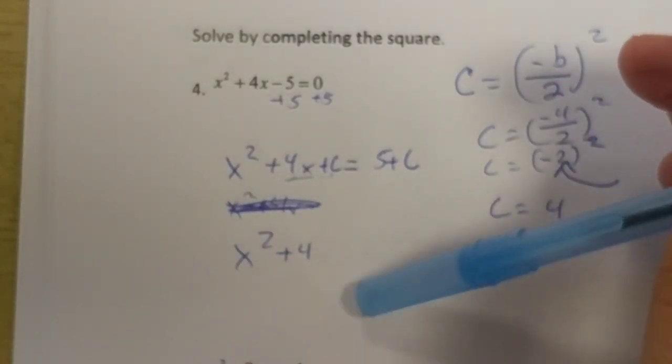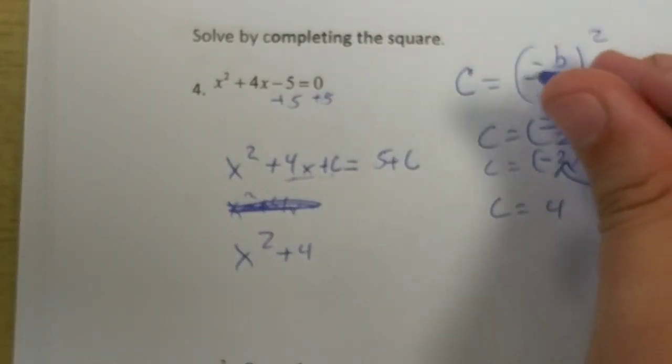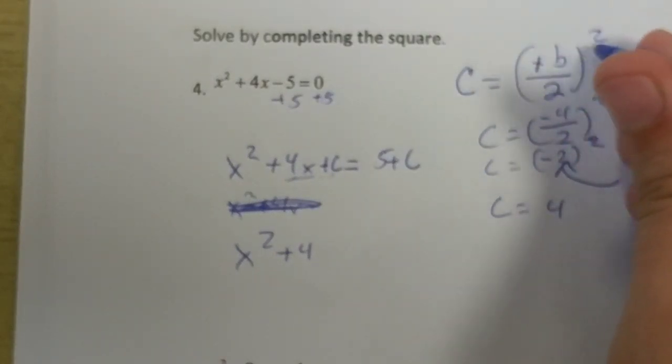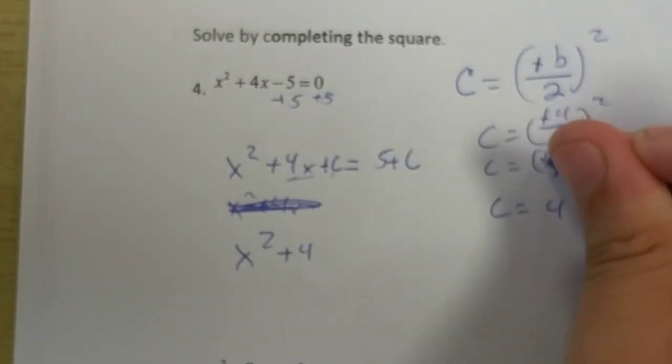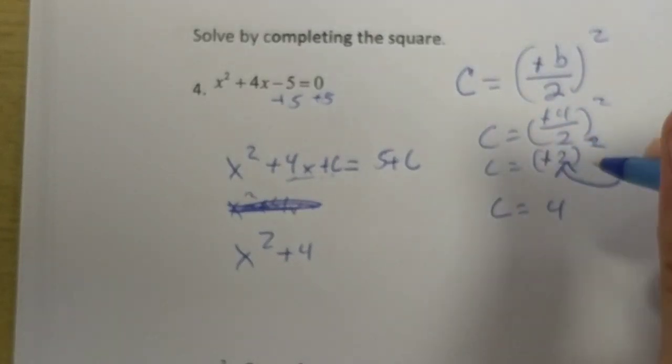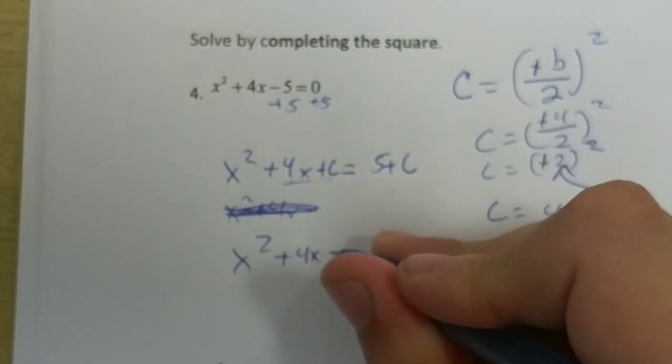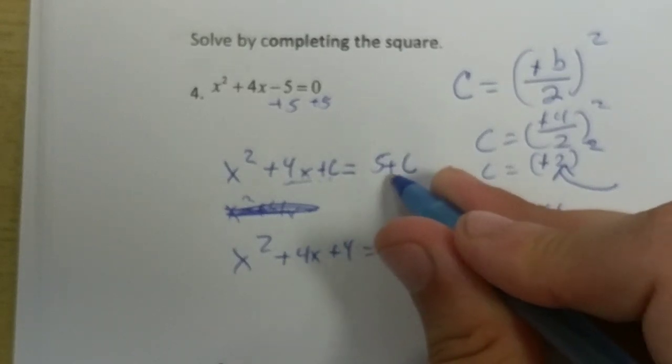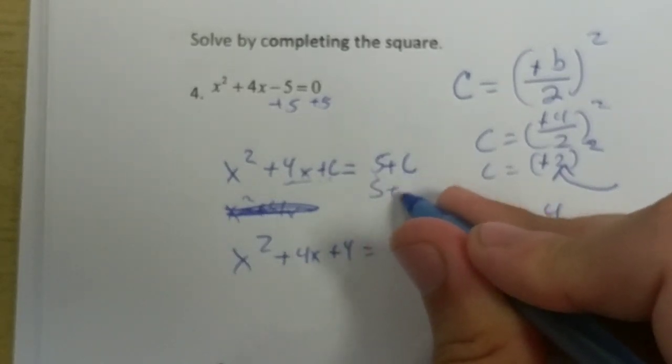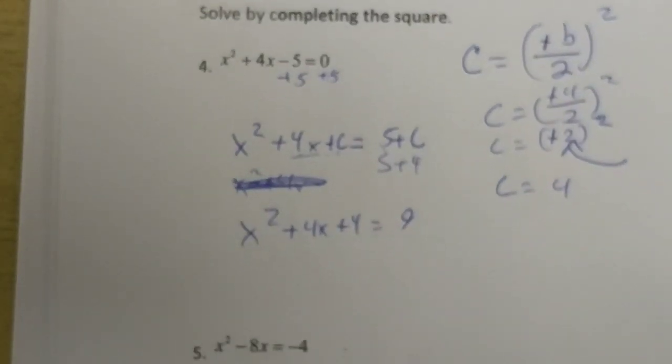Wait a second, I apologize. The equation is just b over 2 squared, not negative b. See, I got those confused. So keep in mind the positive 2. We're going to see that again. Plus 4 equals, this is 5 plus 4. So 5 plus 4 is 9.